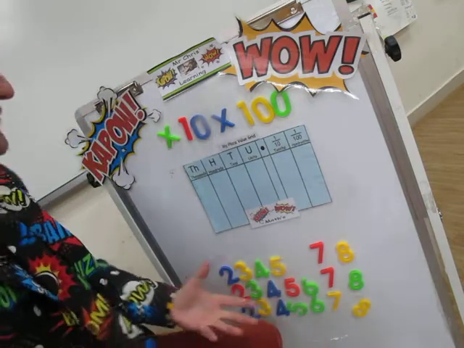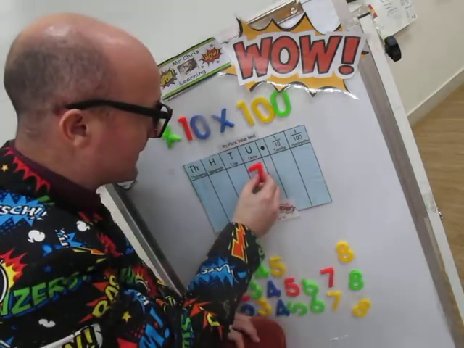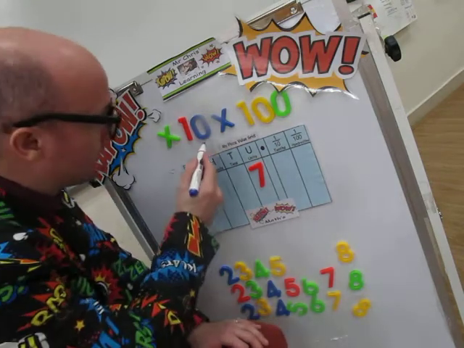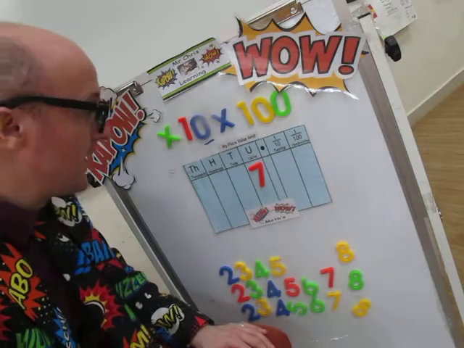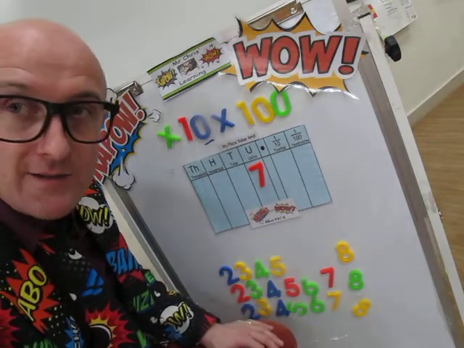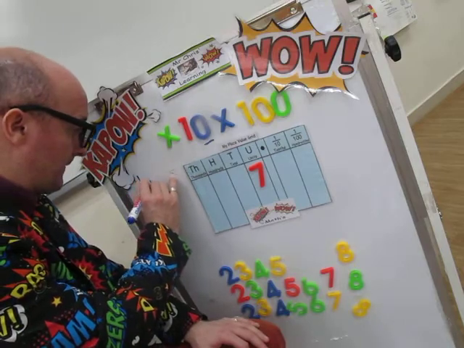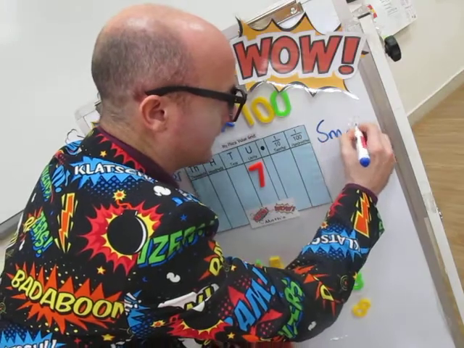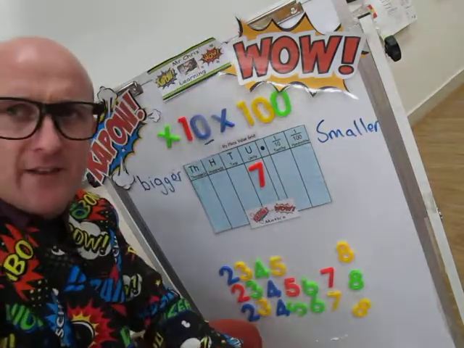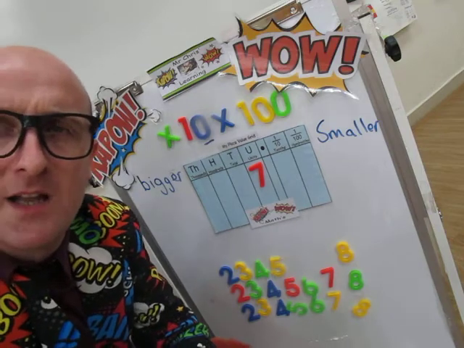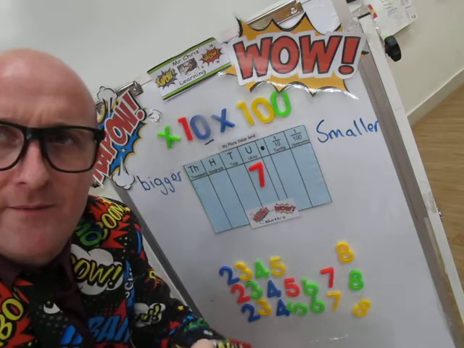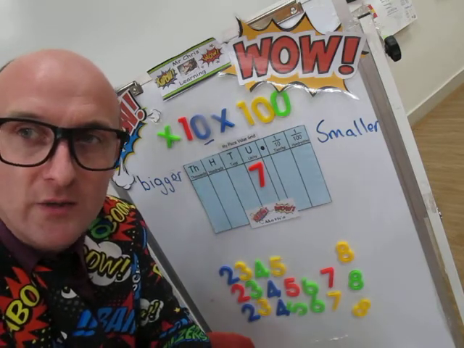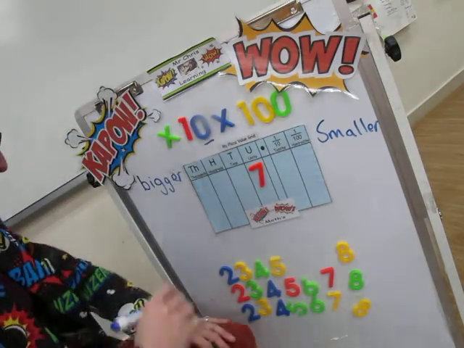So if I have, let's say, 7, so I put my 7 in the units, it's a unit, and I multiply it by 10. Okay, so how many zeros are in a 10? Yeah, well done, good. Now, when we multiply, does our number get bigger, or does it get smaller? Have 10 seconds to think about it. If I multiply, does it get bigger or smaller? What do we think? Yes, excellent. Well done, it gets bigger.